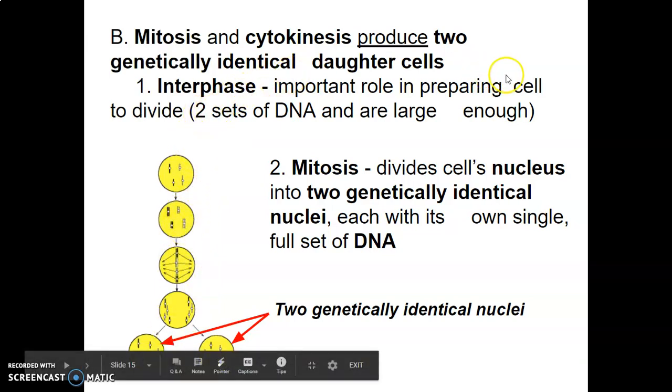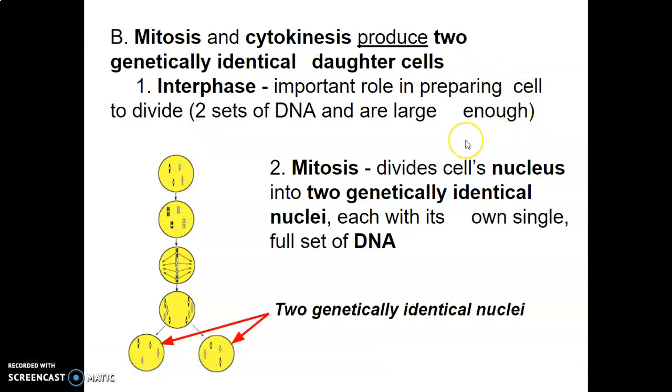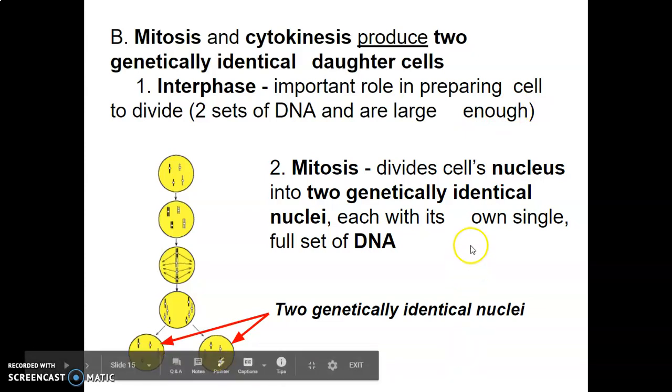Remember, the interphase has the important role of preparing the cell to divide. That interphase is made up of gap 1, synthesis, and gap 2. DNA is synthesized or copied, so it has two copies of itself. We see that they're condensed into these things called chromosomes. And now we're going to talk about the nuclei, especially the nuclei dividing and making two genetically identical nuclei, each with its own single full set of DNA that are the exact same copy. So let's do it.